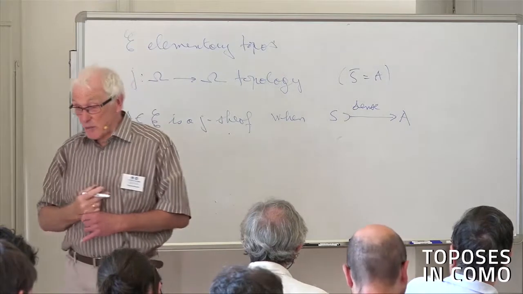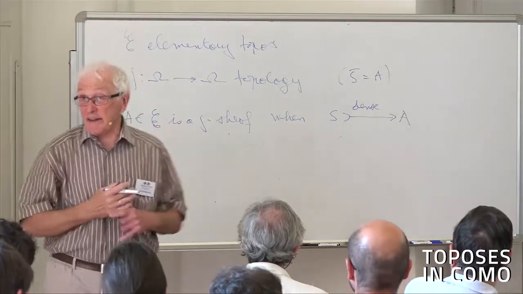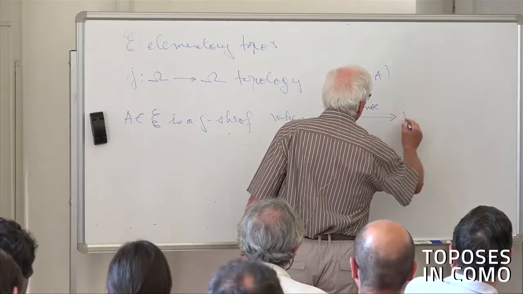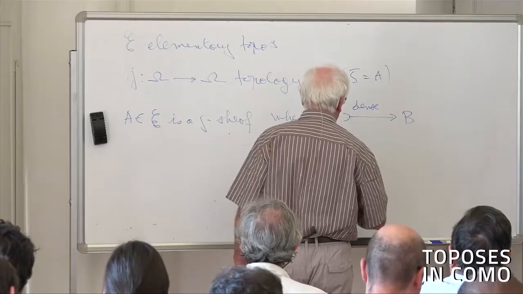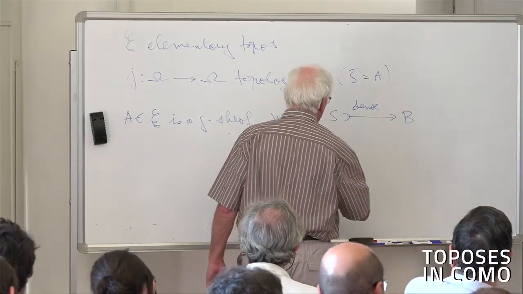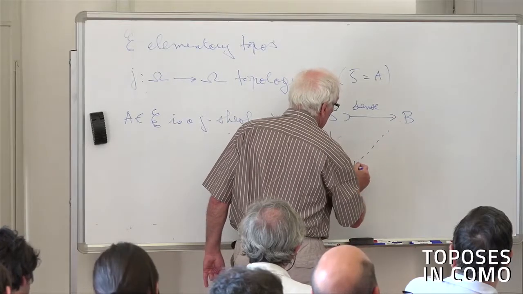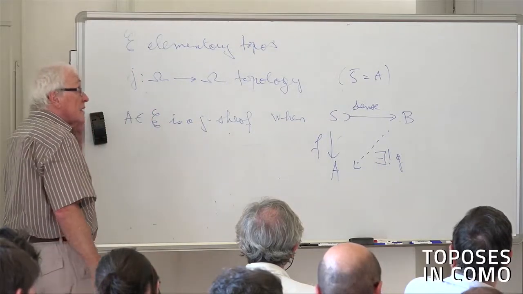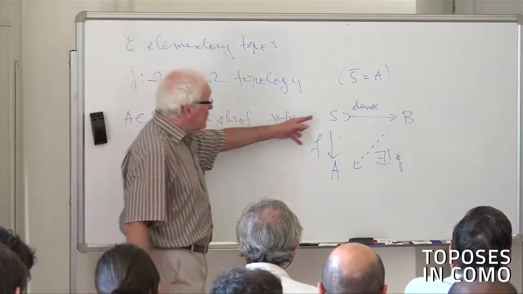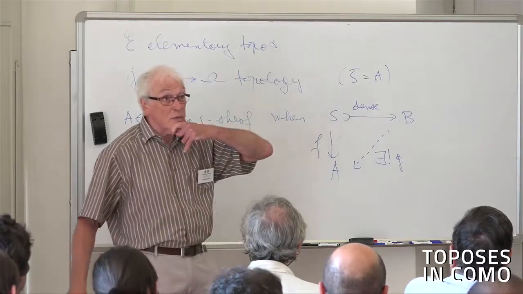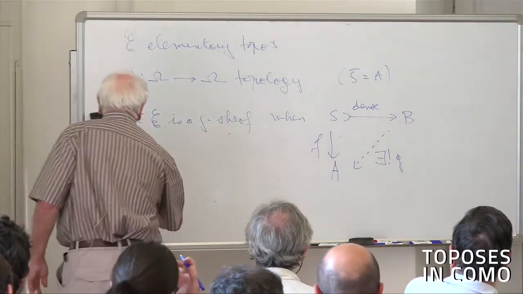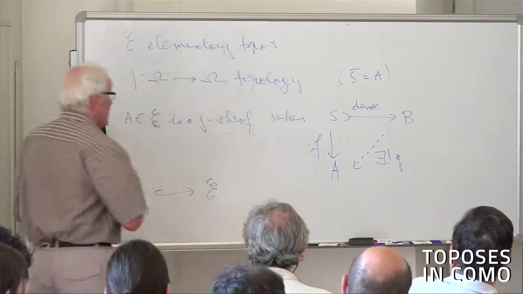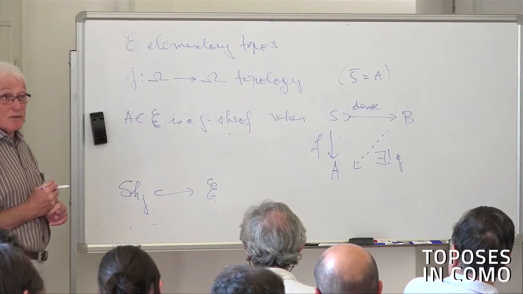Something is closed when it is equal to its closure. It is dense when its closure is everything. So every time I have that, no, not A, B, because A is already used there. And every time I have a mapping here, there exists a unique factorization. So a sheaf is something which is orthogonal to all the dense subobjects. And then you have this category of sheaves, which is a subcategory of the topos.